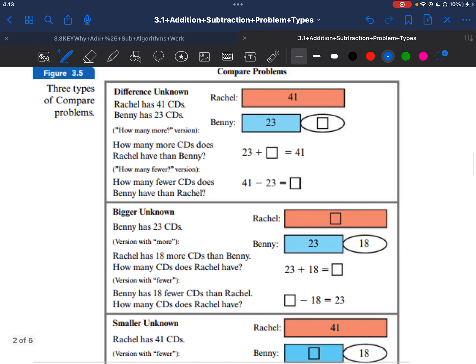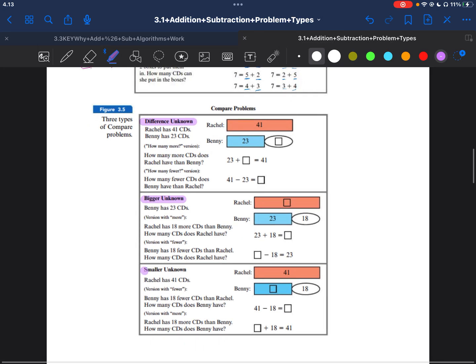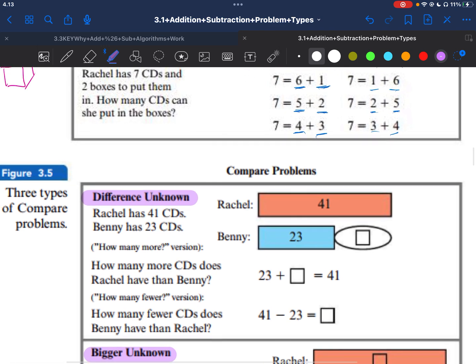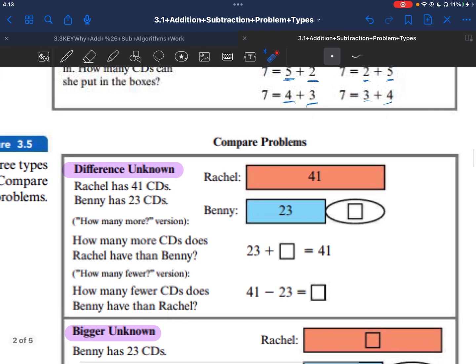All right. So last type, compare problems. Compare problems, in my opinion, are easy to spot because literally what you're doing is comparing. So we have 3 different types: difference unknown, bigger unknown, and smaller unknown. Let's look at the difference unknown. It says Rachel has 41 CDs and Benny has 23 CDs. Do y'all see, like, we're already comparing these two people's CDs, a collection.